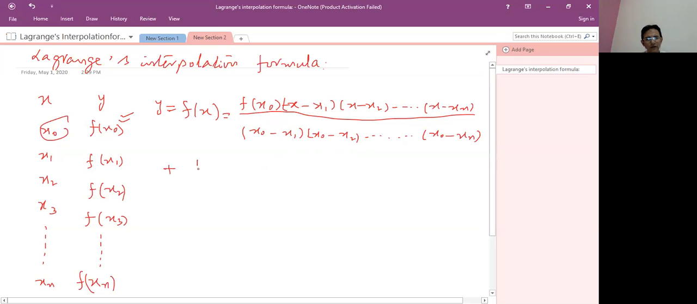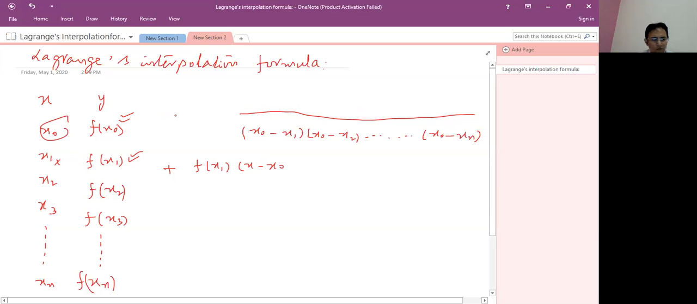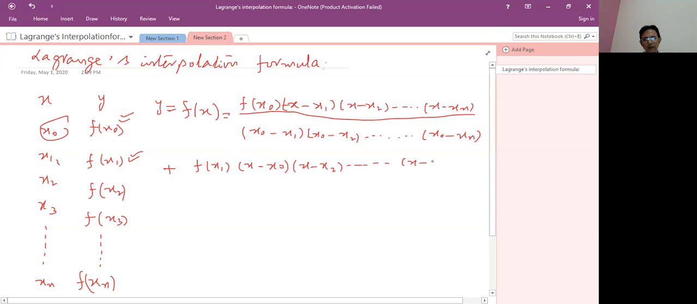Similarly, for the second, when we consider, student, f of x1, so x minus x naught, we will skip there this value, x minus x naught, x minus x2, x minus, and up to so on, x minus xn.